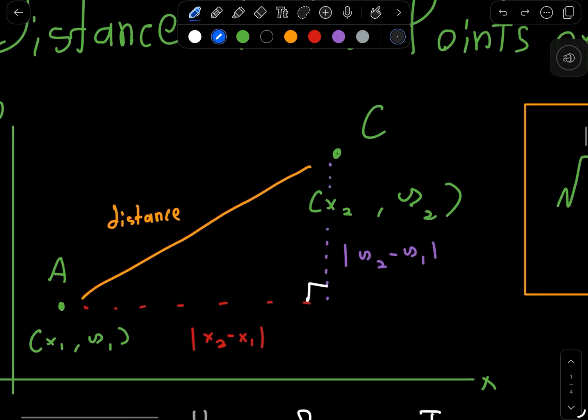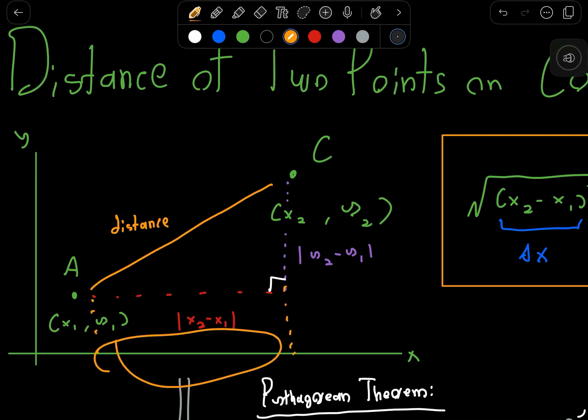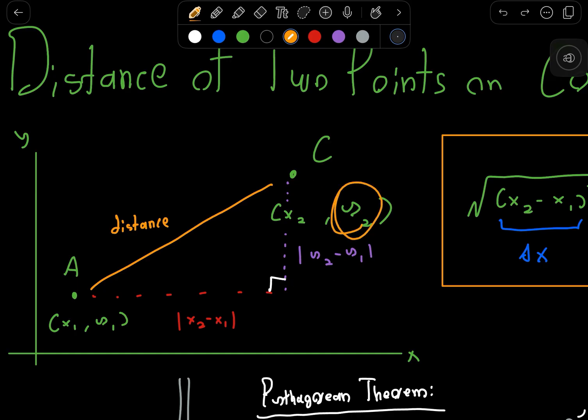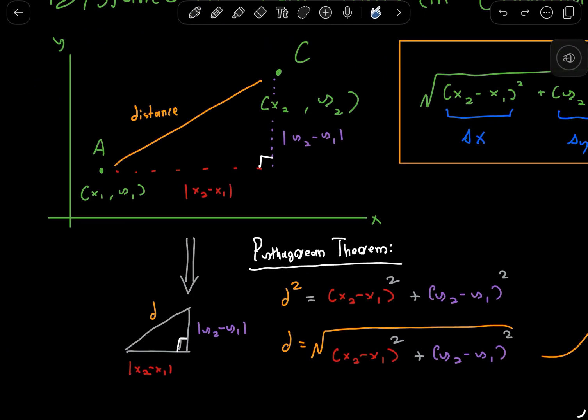So now, what is going to be the length of the bottom leg, the horizontal leg? Well, it's going to be the change in x, right? It's going to be the distance between x2 and x1, because that's going to give you this specific distance here, which is the bottom leg. And then similar thing for the top, but instead of the change in x, you're going to be doing the change in y. So that's going to give you the distance for the vertical leg of the right triangle. So now what you can cleverly do is use the Pythagorean theorem to find what the distance would be.